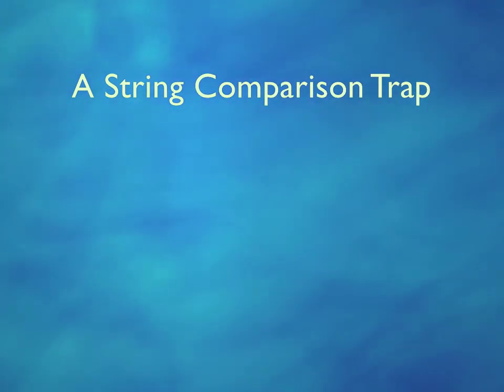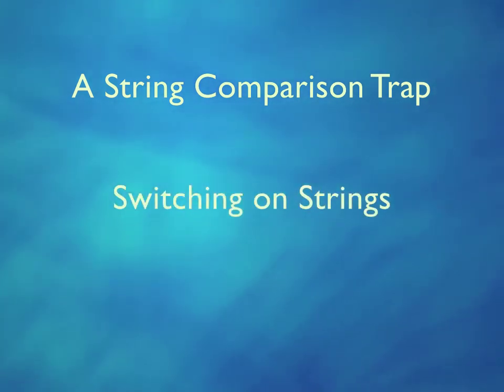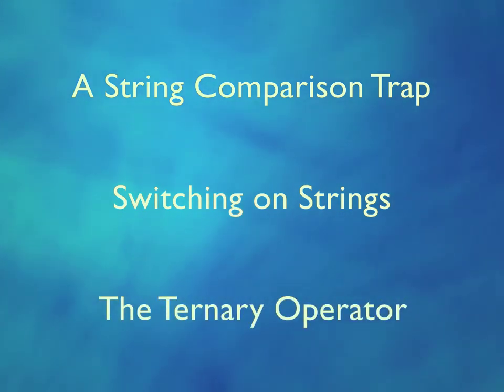We can then learn how to do a switch statement using strings, and we'll finally look at the ternary operator. This can be thought of as a shorthand way of doing a certain type of if statement in Java. But first we need to look at strings, and I'm starting again from an empty main method.